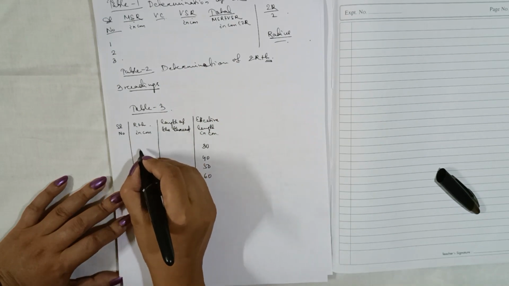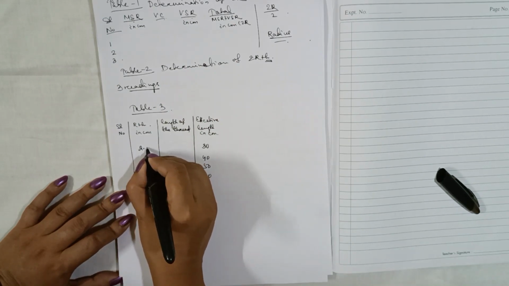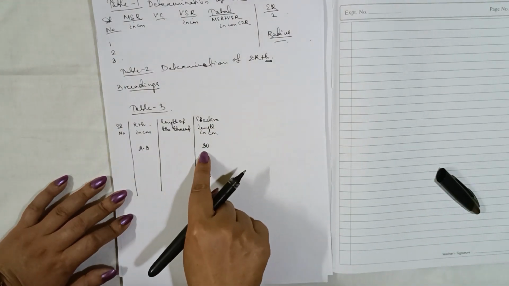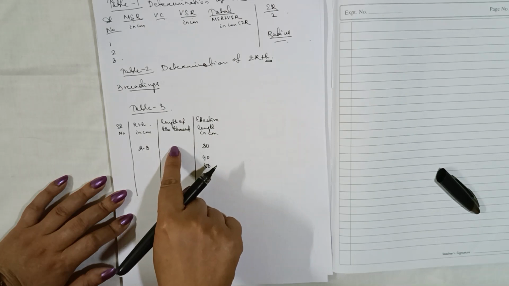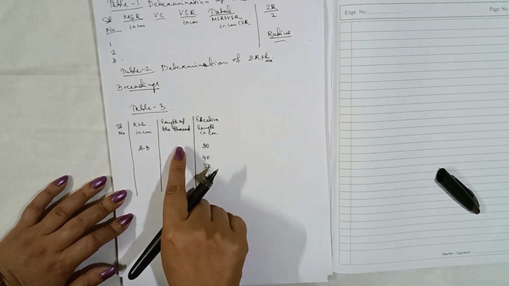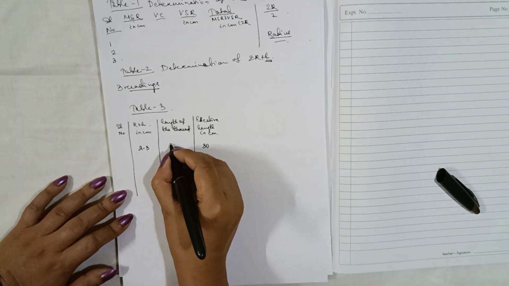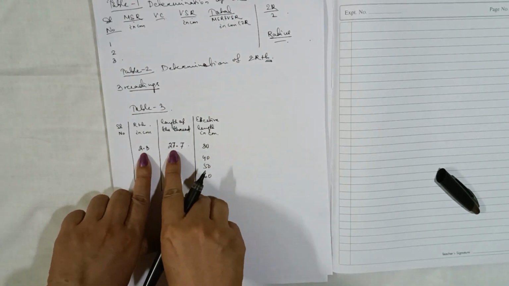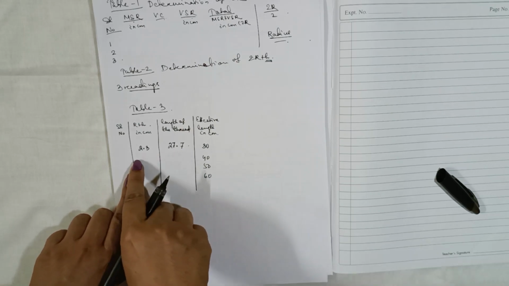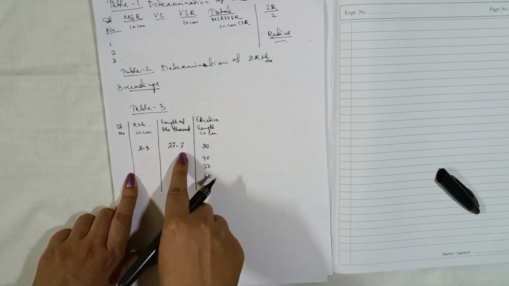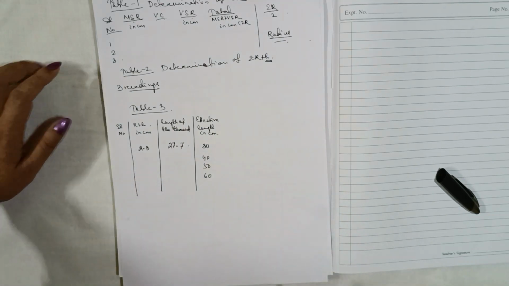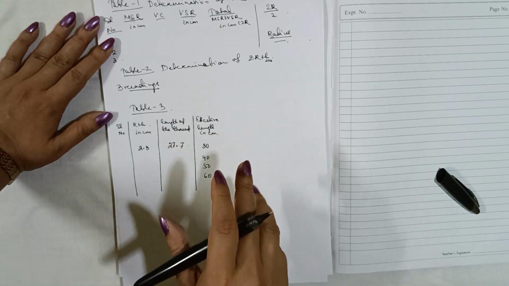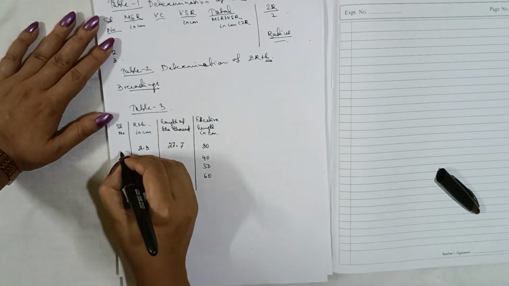Suppose your R plus H has come out as 2.3. Try to understand. In order to make it 30, we need to determine what should be the length of the thread. So the length of the thread has to be equal to 27.7. You see, addition of 27.7 with this 2.3 is going to give you 30. So this is how you are going to determine the length of the thread using a scale only. Only a half meter scale or a meter scale you can use. So this is your observation one.